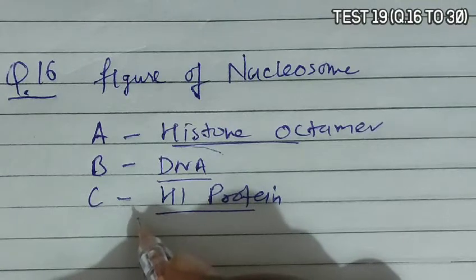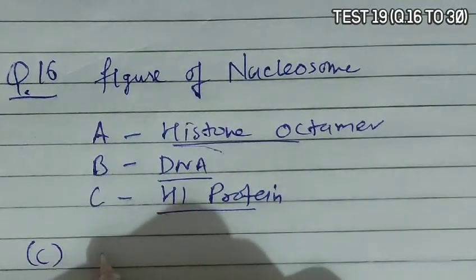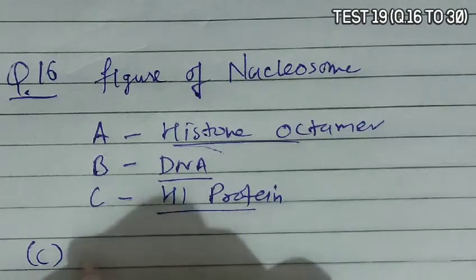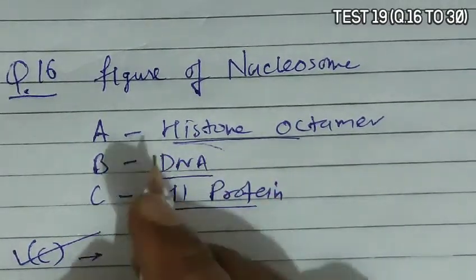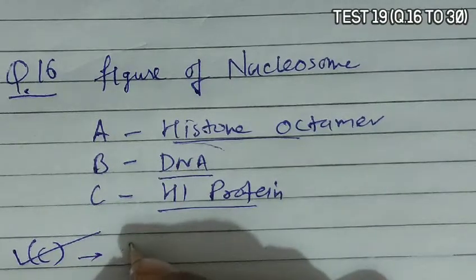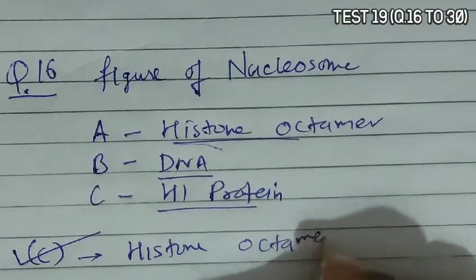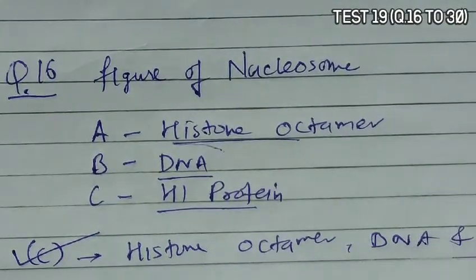If we see, there is a typing mistake in option C. They have written histone, but it should be histone octamer, then DNA and then H1, so that becomes the correct option. So C can be the most possible answer, but it is not matching. Modify the option C in the form of histone octamer, DNA and H1.